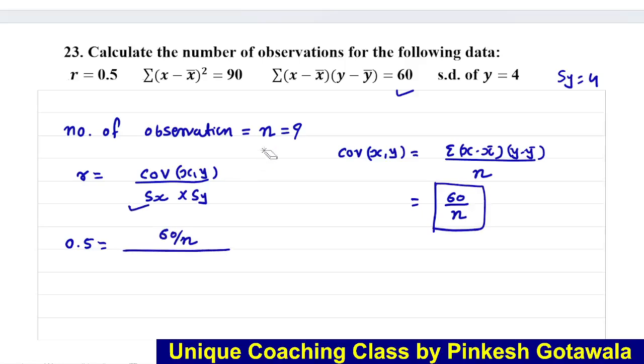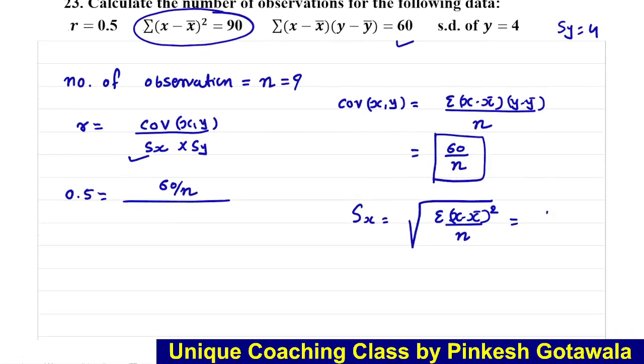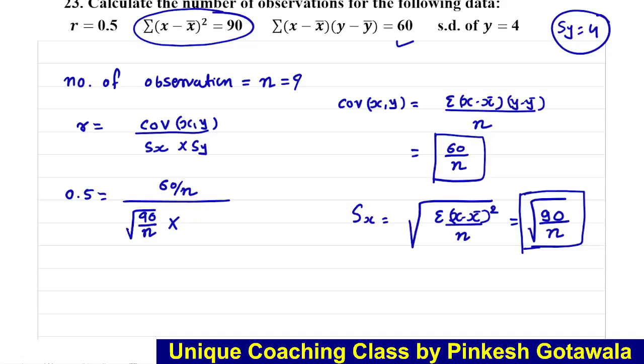Now here we need Sx, so also apply the formula of Sx, that is root of sum of x minus x bar whole square divided by n. The sum of x minus x bar whole square is 90. Here you can see that it is 90 divided by n. Now it cannot be divided, so the answer of Sx is root 90 divided by n. Okay, division can be done, so this same answer will come. Sx answer is root 90 divided by n, into sy. Yes, we have a value of sy.